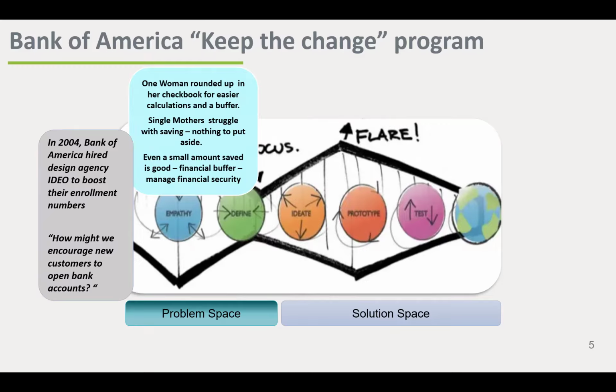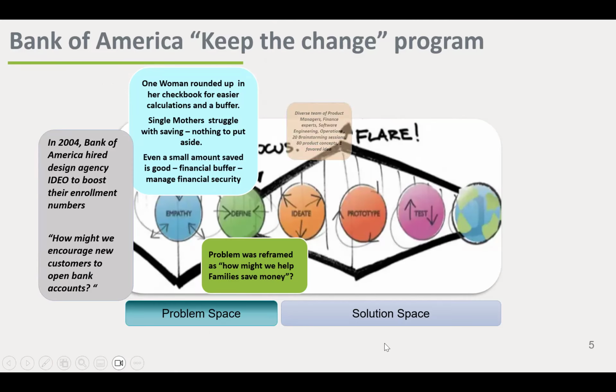One woman rounded up in her checkbook for easier calculations and a buffer. A single mother struggled with saving and had nothing to put aside, but even a small amount saved is good, as it provided a financial buffer for managing financial security. So then the problem was reframed: how might we help families save money? So how might we encourage new customers to open a bank account? By helping them save money.